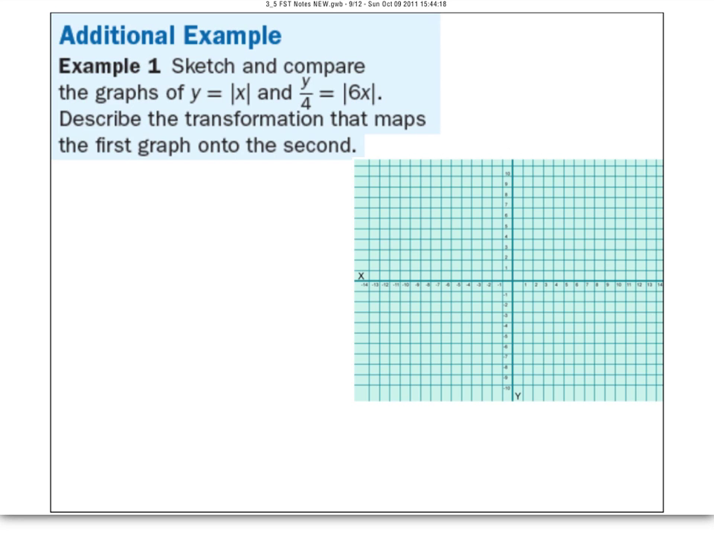Okay, let's sketch another one. Sketch and compare the graphs of the absolute value of x. Okay, let's put that parent function right there, and this one right here. Well, describe the transformation that maps the first onto the second.